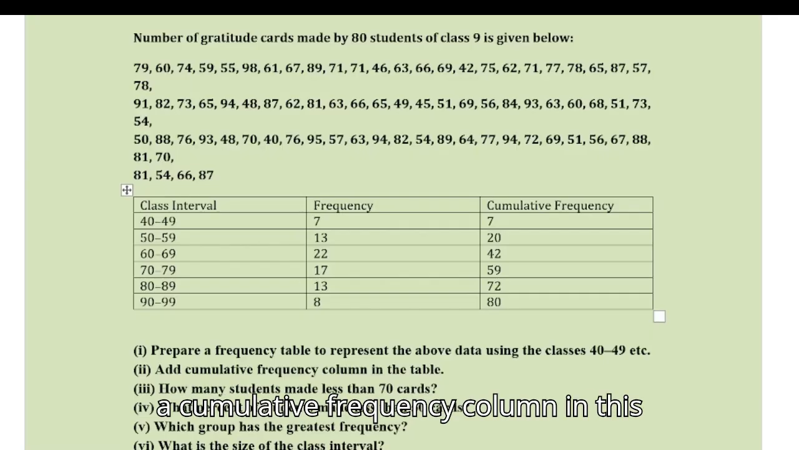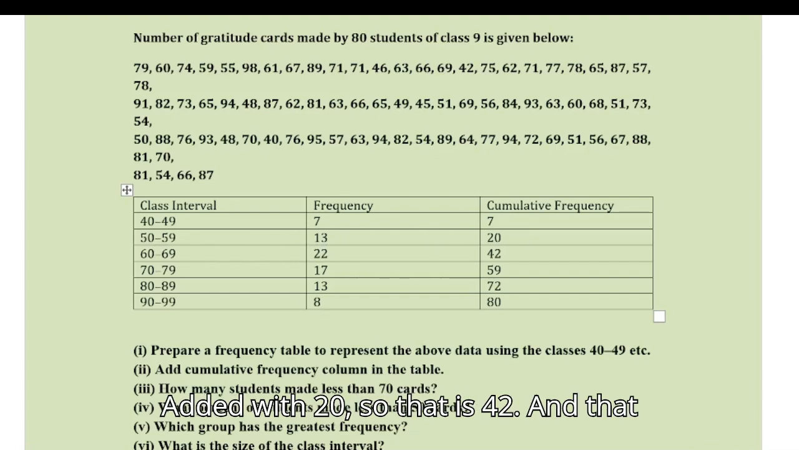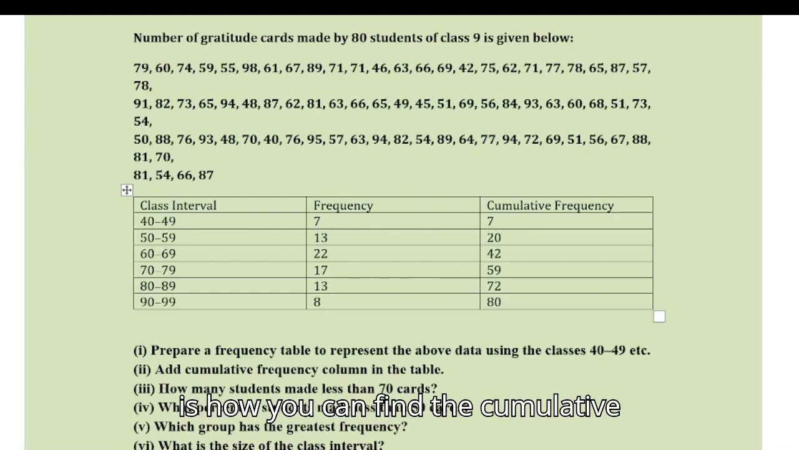So if we want to now add a cumulative frequency column in this table, for the first class it will just be 7, but for the second class it will be 13 added with 7, which is 20. For the third class it will be 22 added with 20, so that is 42. And that is how you can find the cumulative frequency of all the classes.